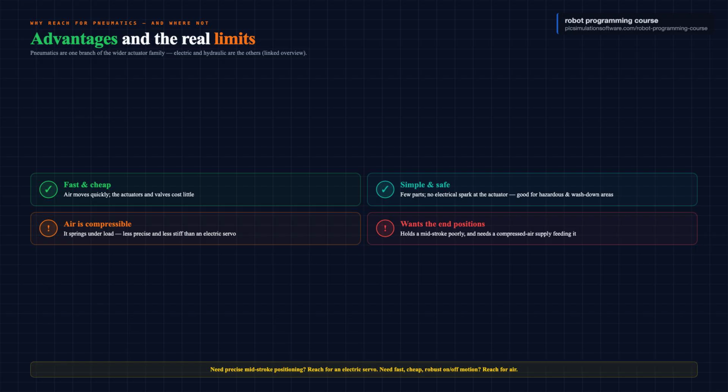Pneumatics are just one branch of the wider actuator family. Electric and hydraulic are the others. I cover the whole picture in the linked actuator overview.